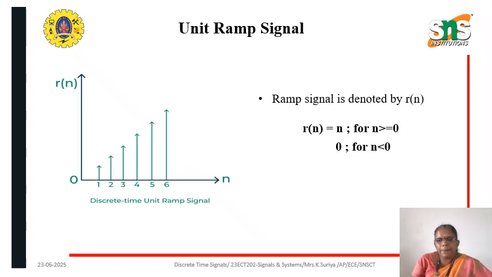Next one is unit ramp signal. It is denoted by R of n and it is a linearly increasing function with n greater than or equal to 0 and for n less than 0 it is 0. So it represents a gradual increase in the amplitude over time. So it is represented by R of n and given by R of n is equal to n for n greater than or equal to 0 and it is 0 for n less than 0.